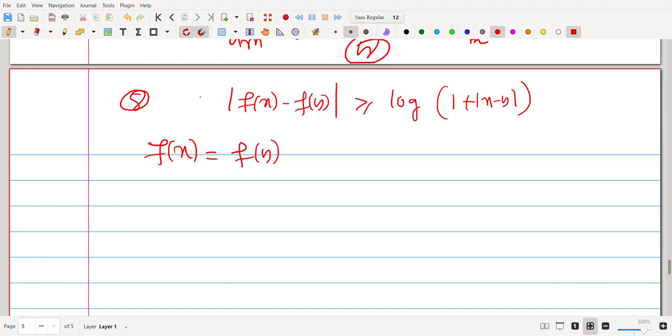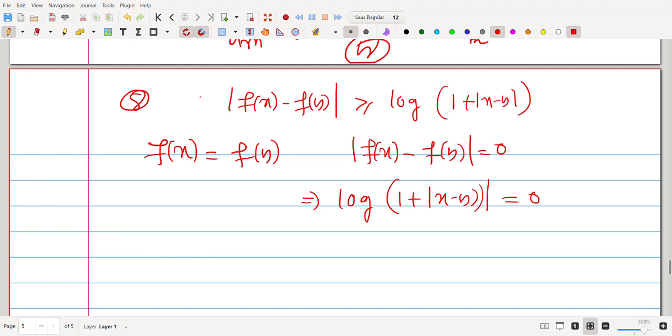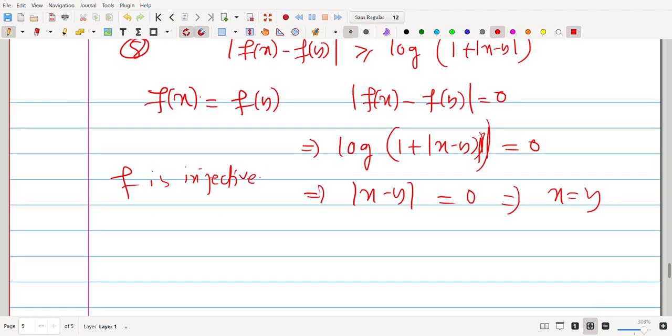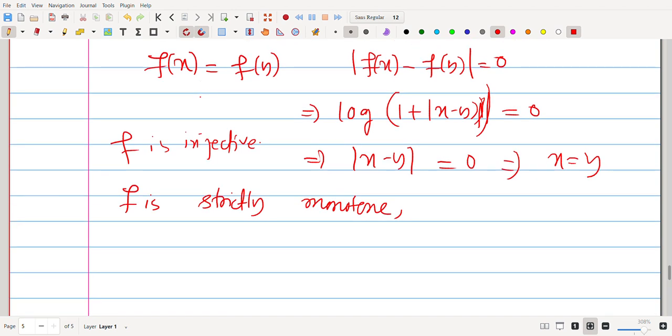So first of all, see that if f(x) equals f(y), then mod f(x) minus f(y) is 0. It will imply log(1 plus mod x minus y) is 0, which implies that mod x minus y is 0, implies that x equals y. So f is injective, and given that f is continuous, f is injective means f is strictly monotone. So either f is decreasing or f is increasing, right?